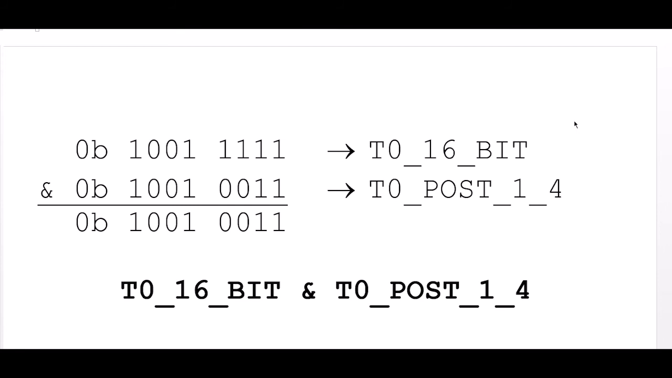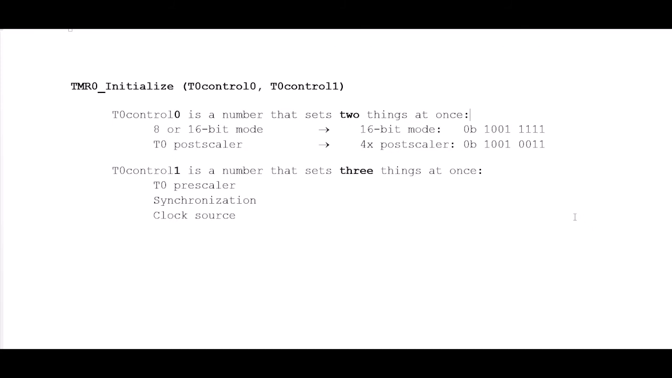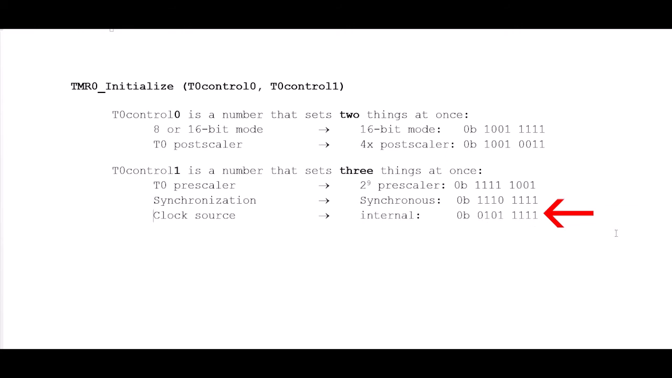We're also going to do this same procedure for the second parameter in the initialization. So for t0 control 1, let's say that we want our prescalar to be a 2 to the 9 prescalar. Again, there's a number associated with setting that. And let's say that we want our synchronization mode to be set to synchronous. That's the one you should use most of the time when you're using the microchip's internal clock, which is our third setting. We're also going to set the clock source to be the internal clock. In other words, the microchip's own internal clock is going to be what's driving the timer.